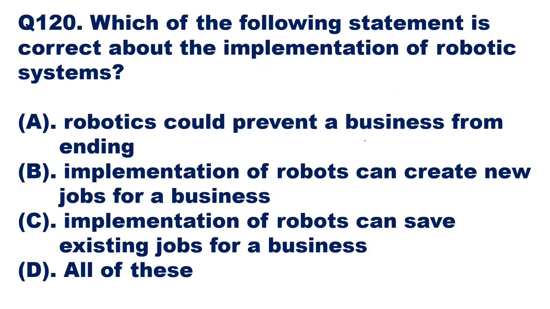Then we'll go to the next question. Which of the following statements is correct about the implementation of robotic systems? Robotics could prevent a business from ending. Implementation of robots can create new jobs for a business. Implementation of robots can save existing jobs for a business. All these options are true. So option D, all of the above, is true in case of implementation of robotic systems.